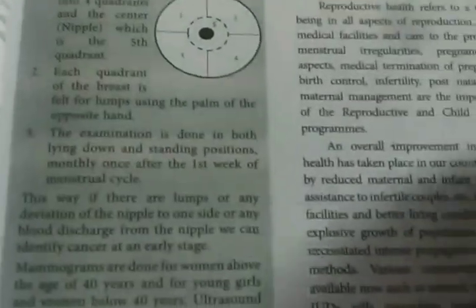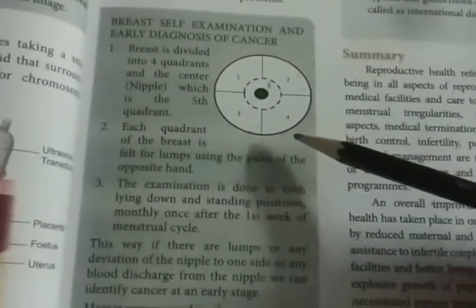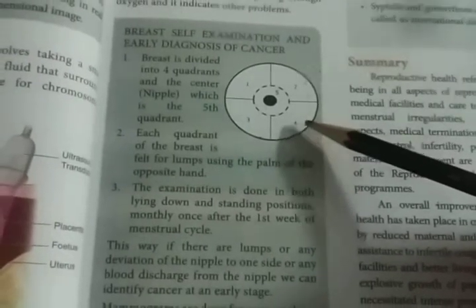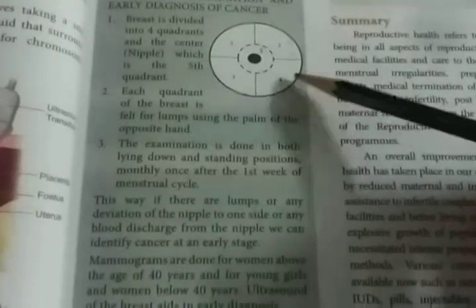Then monthly once after the first week of the menstrual cycle. So they need to do this every month, once after the first week of the menstrual cycle. When the first week of the menstrual cycle is over, they are testing for breast cancer.